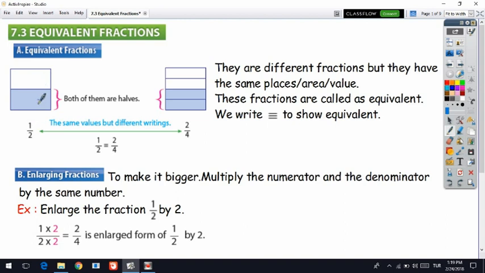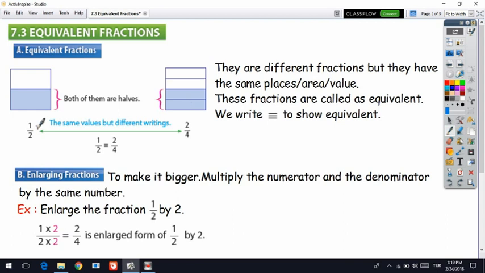As you can see, we have one chosen part. For another one, we have 1, 2, 3, 4 equal parts in this whole. As you can see, the denominator is 4, and 2 is the chosen part. But if you focus on the question, the colored parts are the same, the colored areas are the same. So the fractions are not the same.